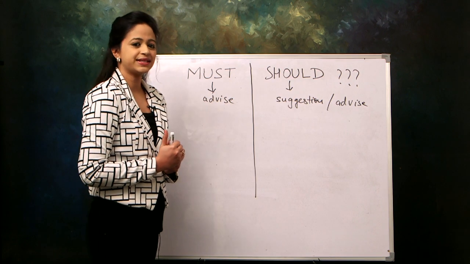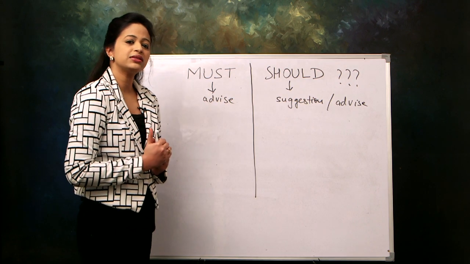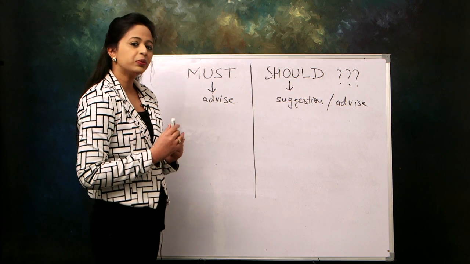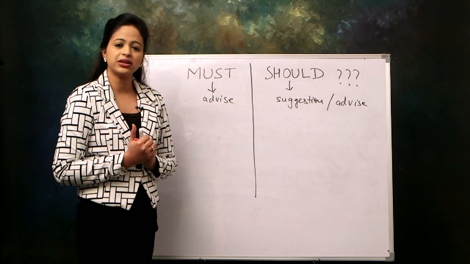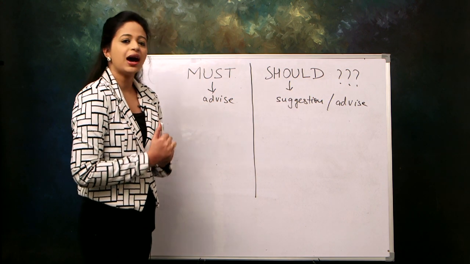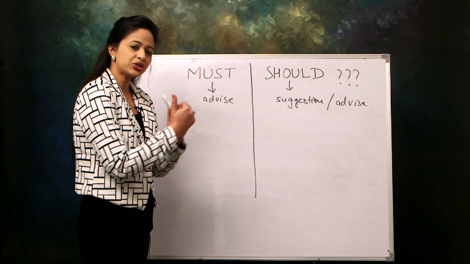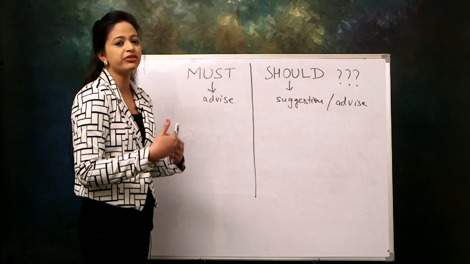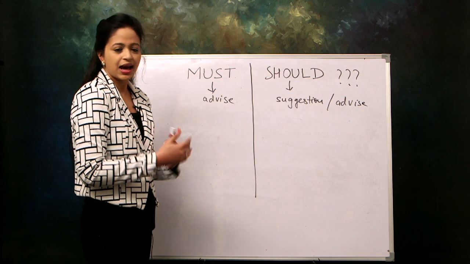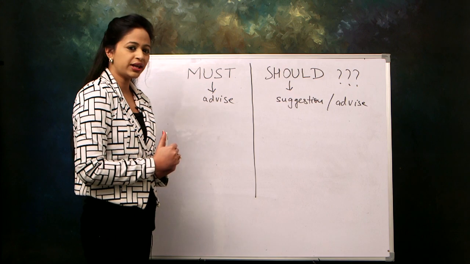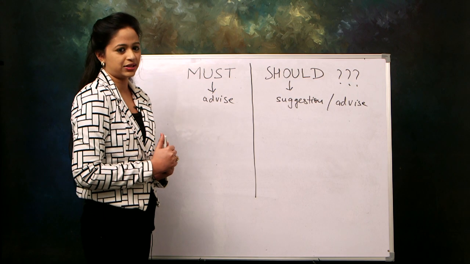For example, I say, you should attend some good spoken English program. Or I say, you must attend some good spoken English program. What is the difference between the two sentences? If I say, you should attend some good spoken English program, that means I'm just giving you a piece of advice. I'm just giving you a suggestion. It is up to you to follow that or not to follow that.